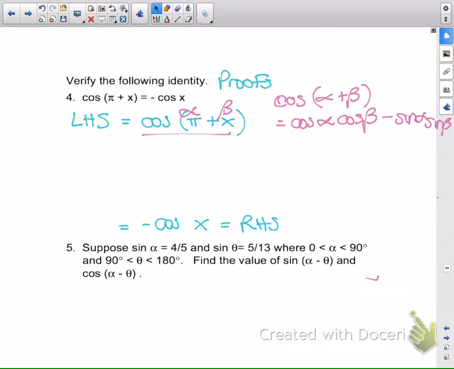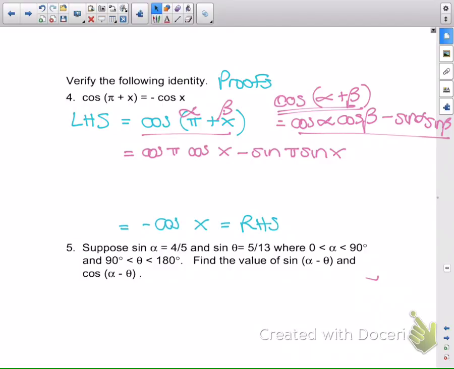So according to this formula, I can take something that looks like this left-hand side, and I can make it a whole lot bigger using the right-hand side. For a minute, it's going to look terrible, and then it's going to simplify. So if I plug those things in using pi as my alpha and x as my beta, what's it going to look like? Cosine pi, cosine x, minus sine pi, sine x. So I just took this formula over here, and anywhere I saw an alpha, I plugged in pi. Anywhere I saw a beta, I plugged in x.